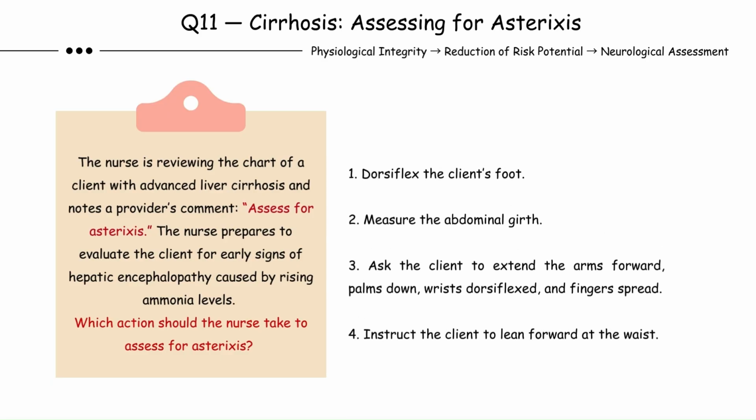Option 1. Dorsiflex the client's foot. Option 2. Measure the abdominal girth. Option 3. Ask the client to extend the arms forward, palms down, wrists dorsiflexed, and fingers spread. Option 4. Instruct the client to lean forward at the waist.